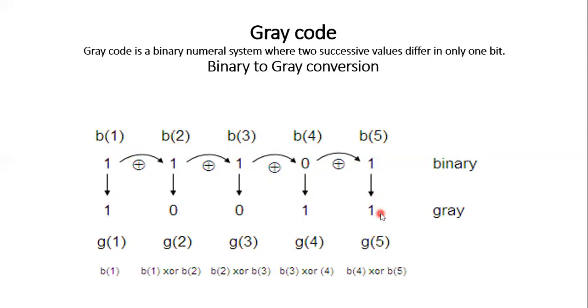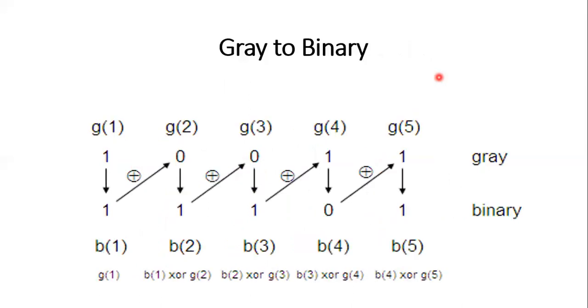So what is called the gray? First we take the digit as it is, then add with the next digit, then omit the carry. 1 plus 1 is a 0, 1 plus 1 is a 0, 1 plus 0 is a 1, 0 plus 1 is a 1. Therefore, the gray code is 1 0 0 1 1. So this is the binary to gray conversion.